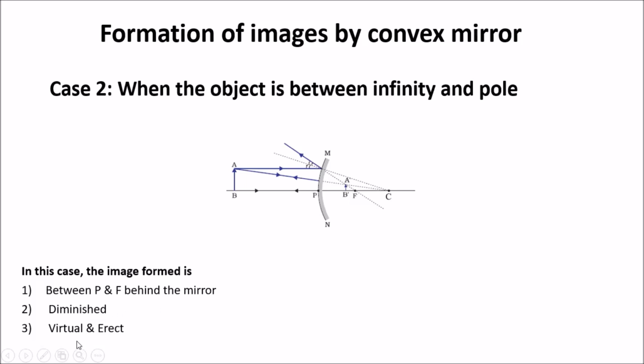Now we need to understand one important thing: convex mirror in both situations is forming a virtual image only. Concave mirror also formed a virtual image in one case, but the difference between the virtual image formed by convex mirror and that formed by concave mirror is that the virtual image formed by concave mirror is enlarged, or magnified, whereas in both cases of convex mirror the virtual image formed is diminished, which is smaller than the object.